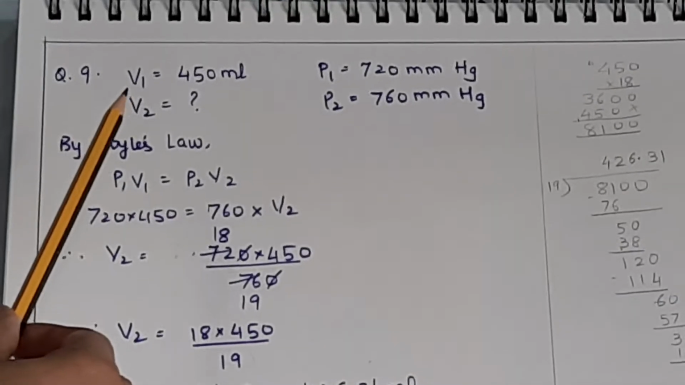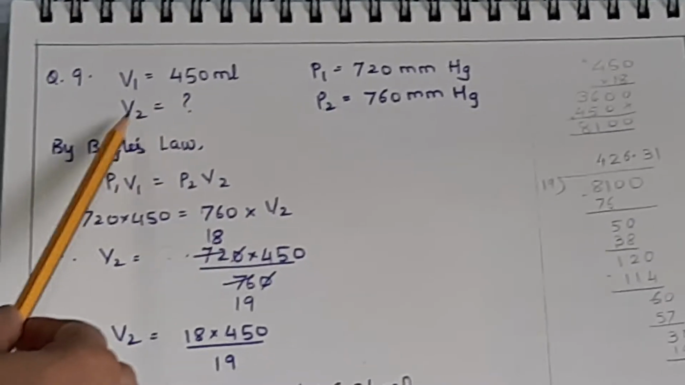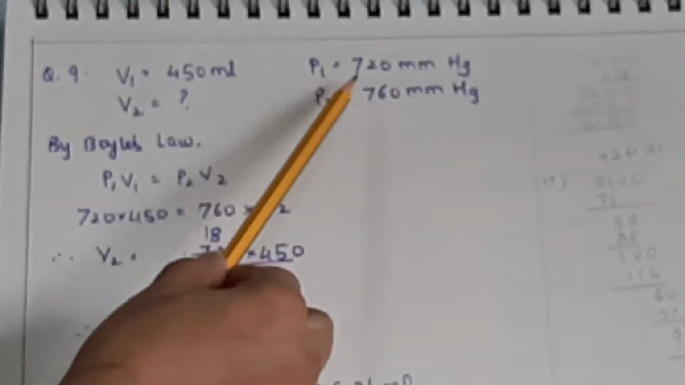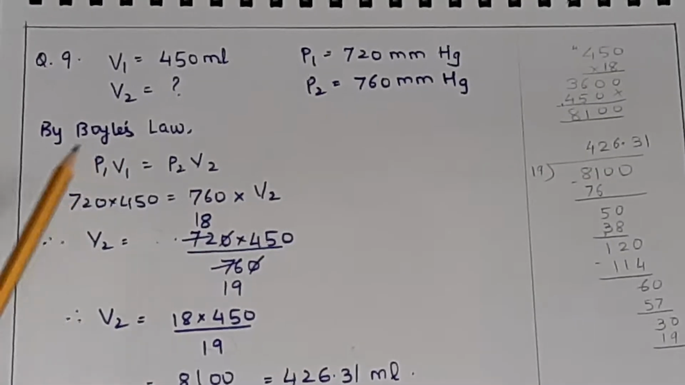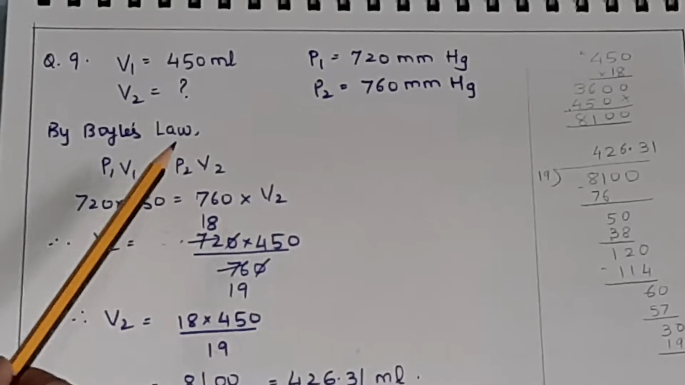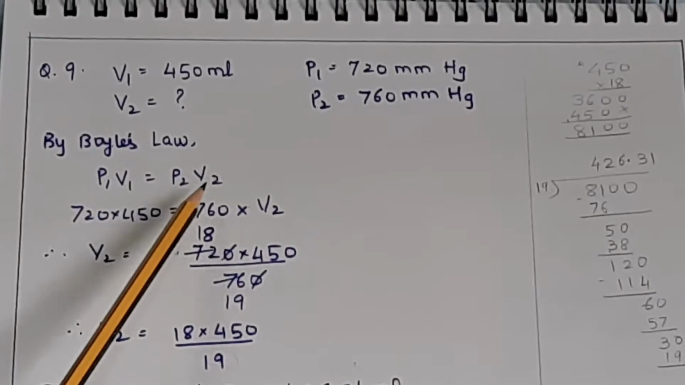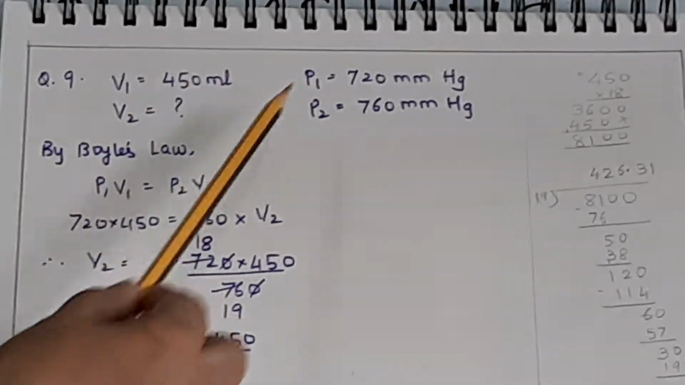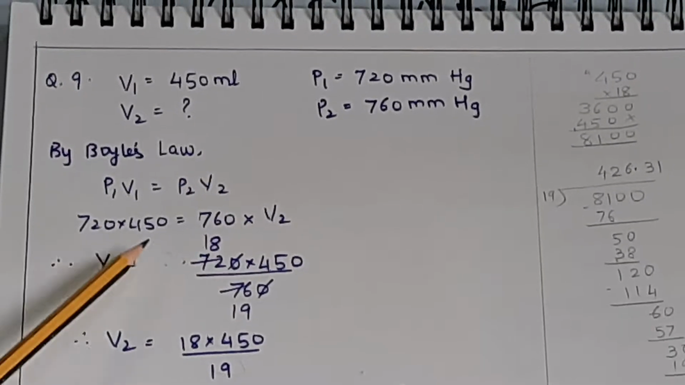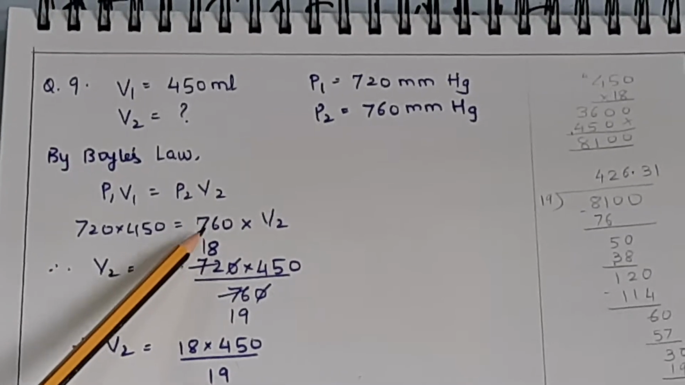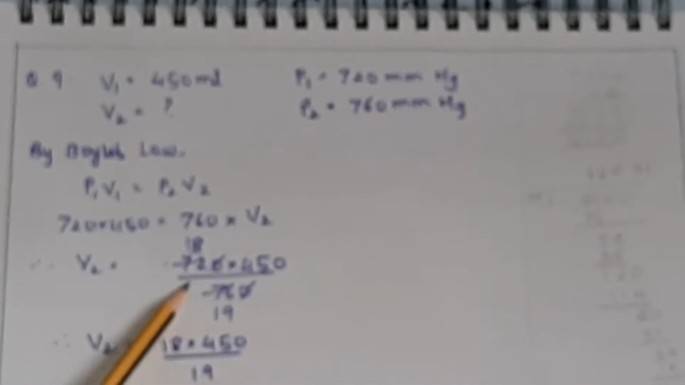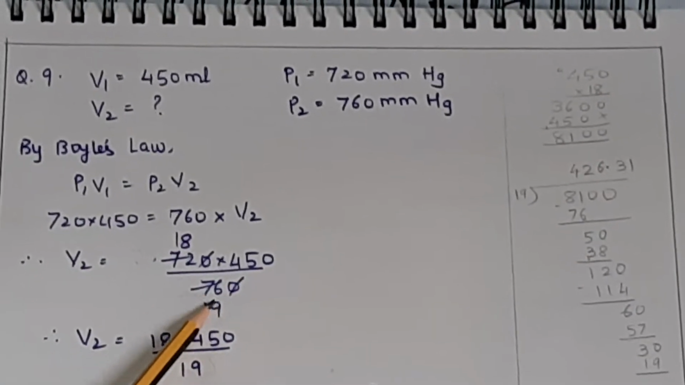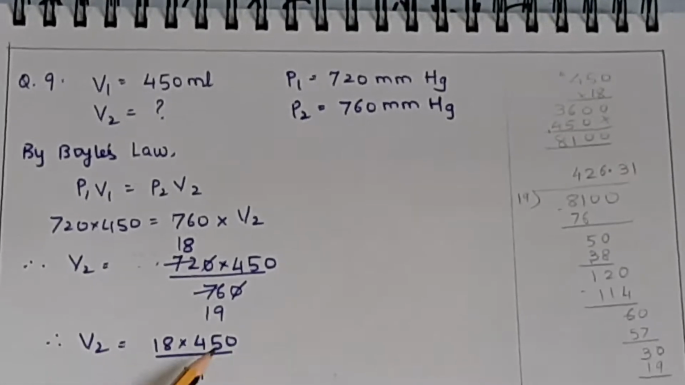Now the ninth sum, initial volume is 450, final volume we don't know. Initial pressure is 720 mm, final pressure given is 760 mm. Now we are applying Boyle's law again. So you should remember the Boyle's law equation, P1 V1 is equal to P2 V2. So you just substitute the values, 720 into 450 is equal to 760 into V2. So you rearrange the terms, V2 will be equal to 720 into 450 divided by 760. So you try to reduce the terms, and this is what you get.